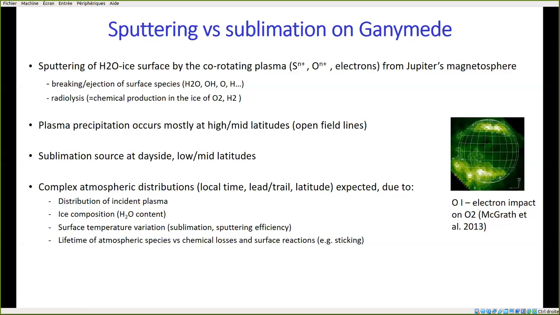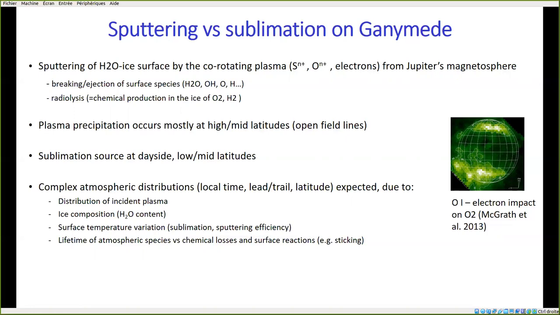Well, in addition to sputtering, there may be a source of water vapor from sublimation of the ice on the day side, mostly at low to mid latitudes where the temperatures are the highest. These processes are still very poorly characterized by observation, but the combination of the two is expected to lead to a complex distribution for the various atmospheric species that are being produced.